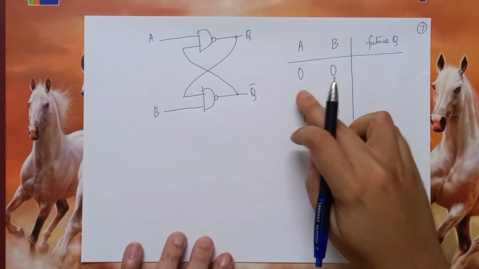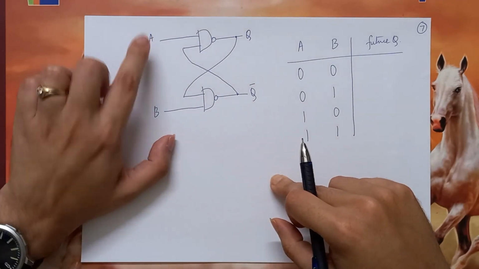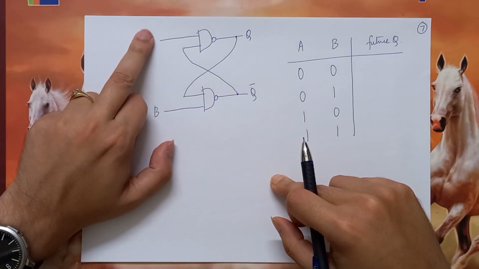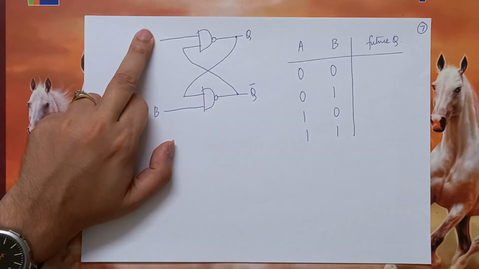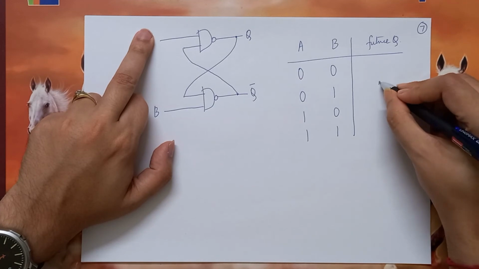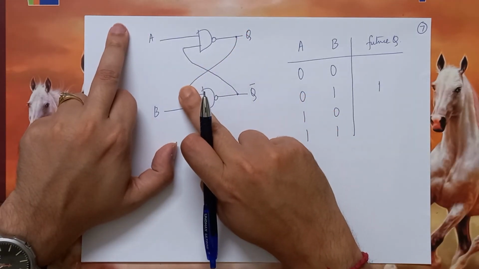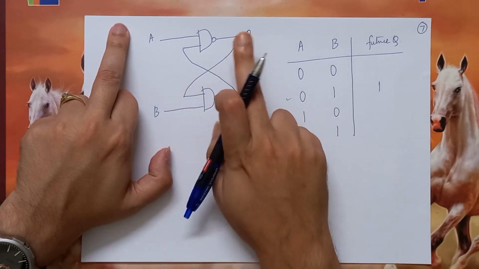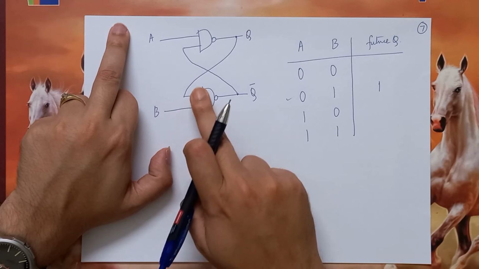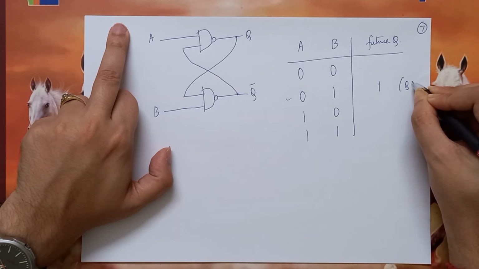Let us consider a case when A is 0 and B is 1. So when A is 0 and B is 1, what will happen? When A is 0, this NAND gate gets a 0. So automatically Q will become 1. Now this one will come here. B is also 1. I'm talking about this condition, 0 and 1. Q is 1, B is 1. So 1, 1, Q bar will be 0. So in this case, I'm getting Q and Q bar as complements.